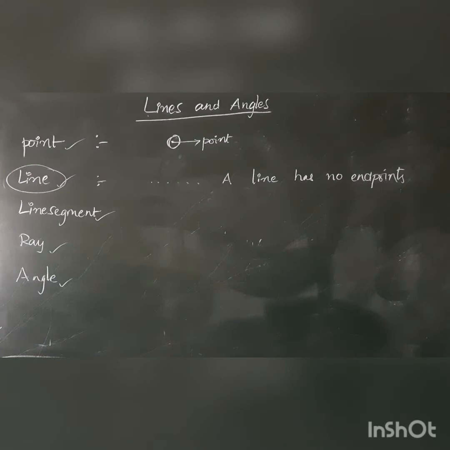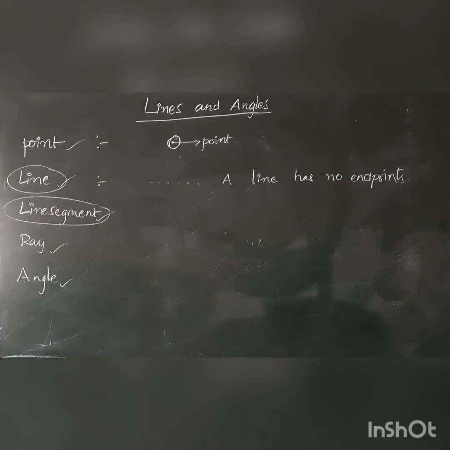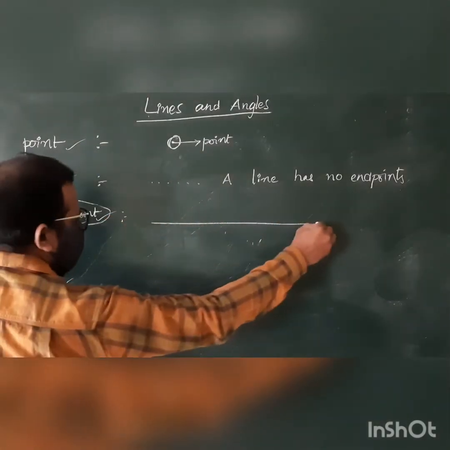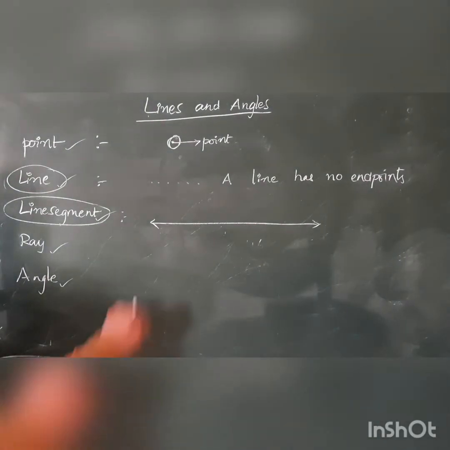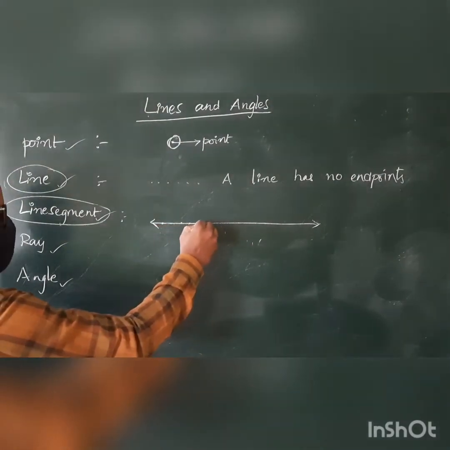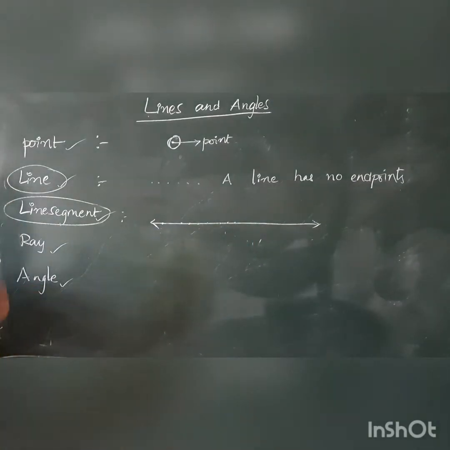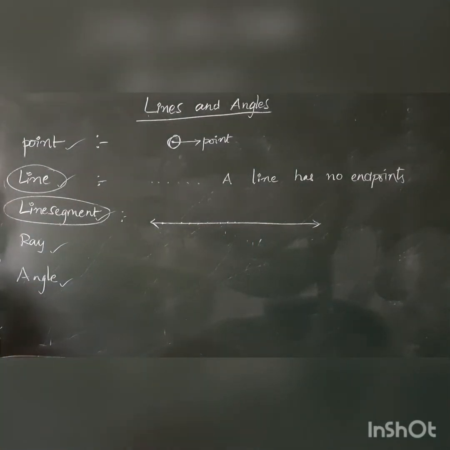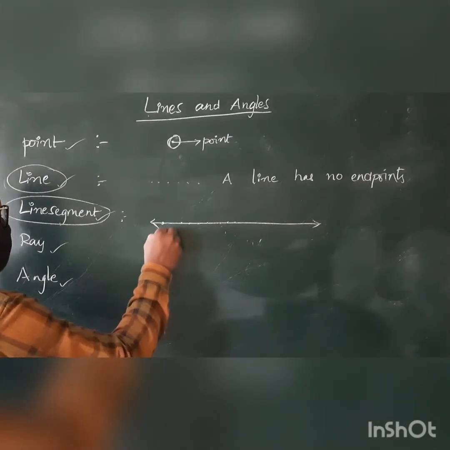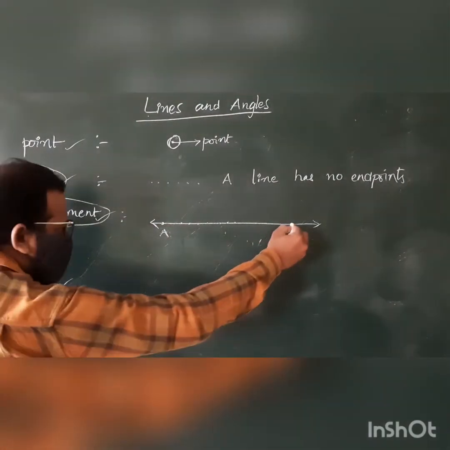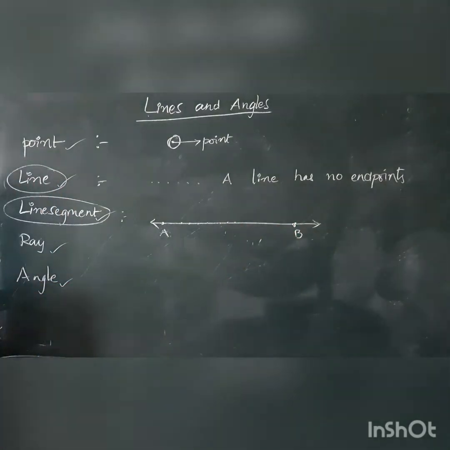Okay. Next one, line segment. The basic definition of line segment is a line with two end points. A line with two end points is called a line segment. We can say a line segment is a part of a line. When I talk about a line like this, there are infinitely many points on this line, and we can't measure it. So we are taking two points. I am taking the first point as A, and one more point here, that is B.